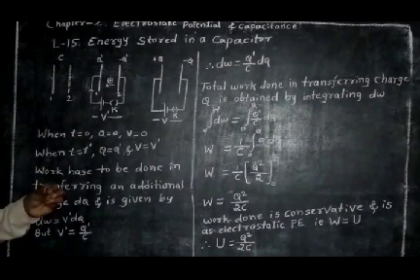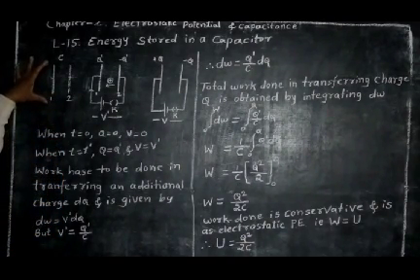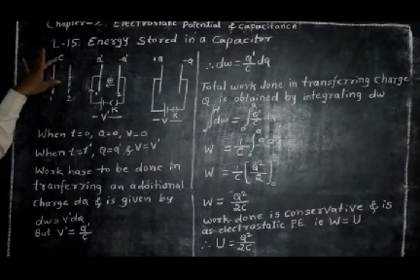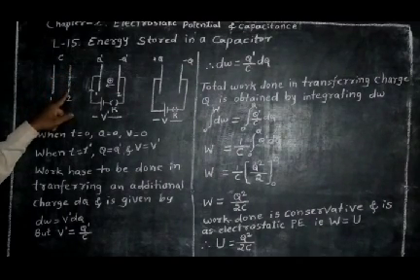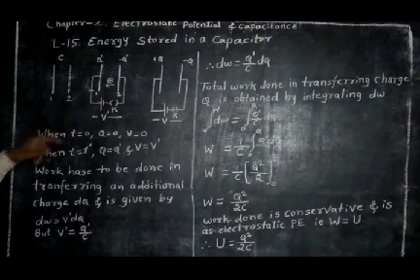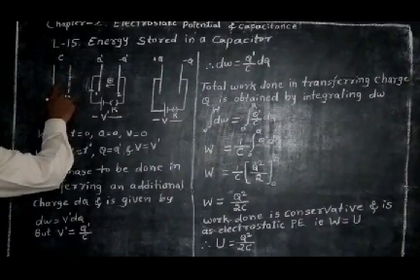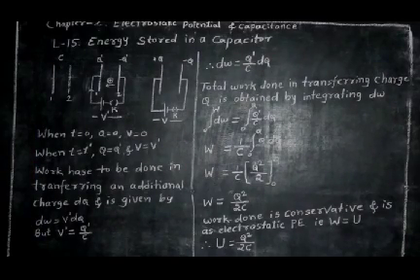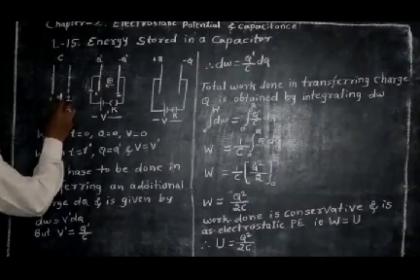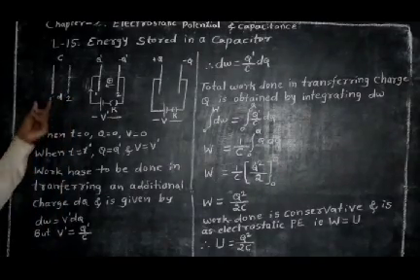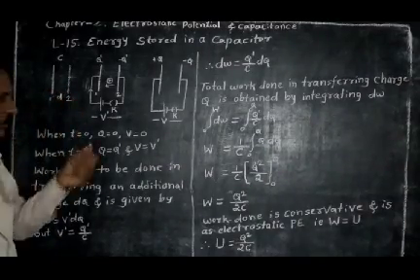Consider an uncharged capacitor of capacitance C. It consists of two conductors separated by a certain distance d. d is the distance between the two plates of a capacitor.